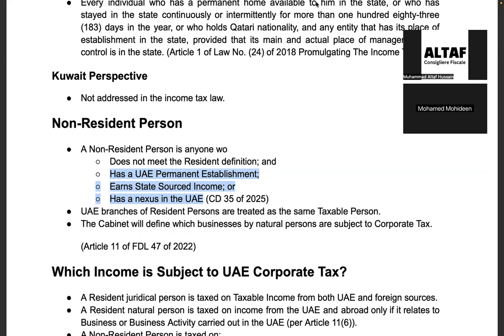So you gave me one answer. Any other thing you can think of? What if they don't have an agent? Can they still have a taxable presence in UAE?